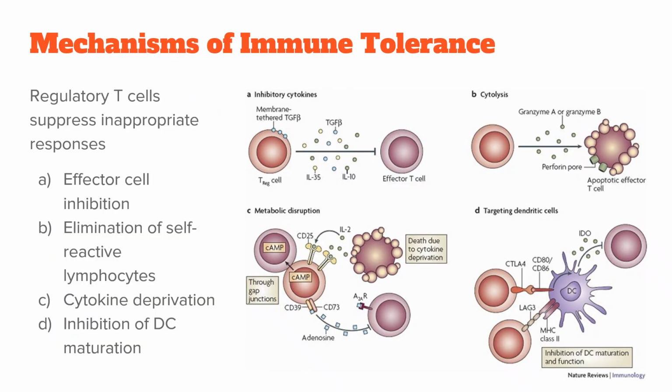Tolerance is maintained through several mechanisms. Regulatory T cells suppress inappropriate responses. Self-reactive lymphocytes are eliminated or switched off, and cytokines can reduce activation signals. These processes make sure the immune system is aggressive against pathogens but restrained towards self and harmless antigens.